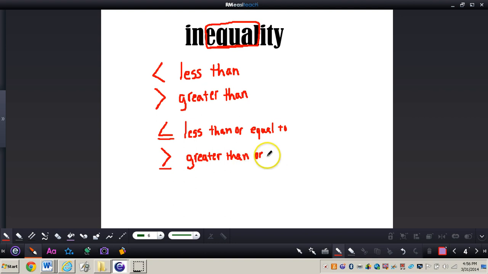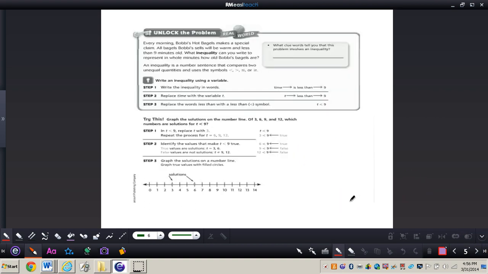I do want you to write this down in your notes, because these symbols are new to us as fifth graders. I want you to write that this symbol is less than or equal to, and this symbol here is greater than or equal to. Now that we have that background knowledge, turn to page 275 in your standards practice book, and we're going to unlock some problems together.